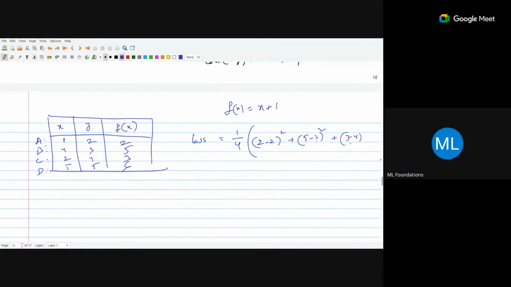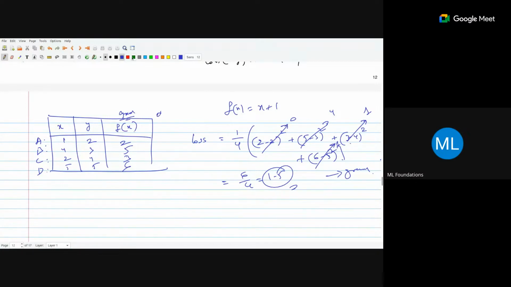So it's like predicted minus actual or actual minus predicted. It doesn't make any difference because we are going to square anyway. 3 minus 4 and 6 minus 5 whole square. So this is 0, this is 4, 1 and 1. So it's like 6 by 4. You are going to get 1.5. So this is for the green line.